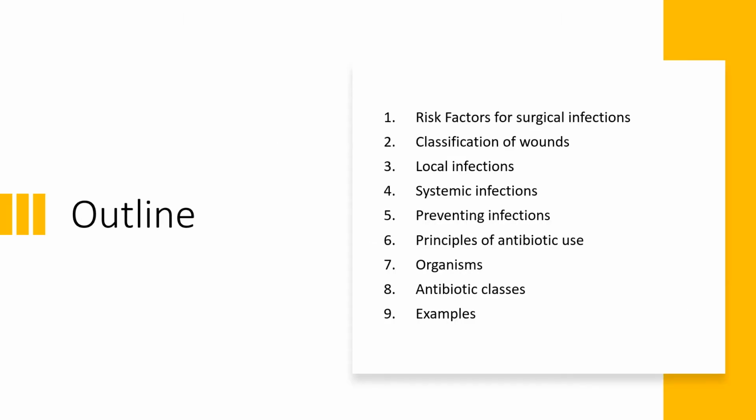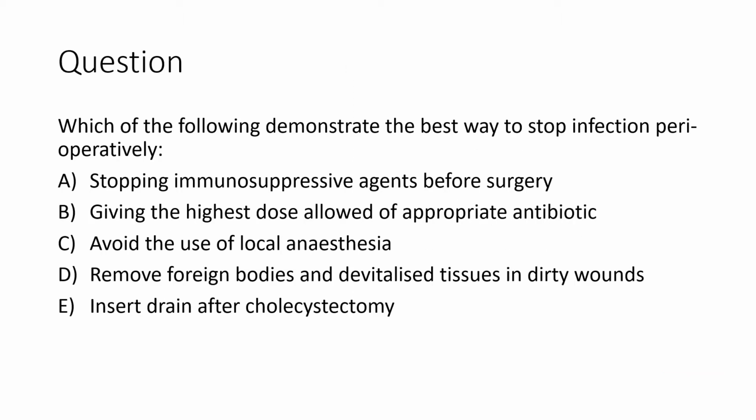Here's an outline of the talk. We'll go through some risk factors for surgical infection, how wounds are classified, some examples of local and systemic infections involved in surgery, how to prevent these infections, how to use antibiotics, the organisms commonly involved, antibiotic classes, and to end with some examples. Let's start with the question.